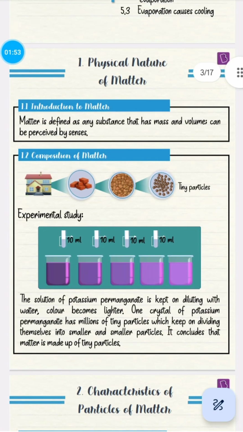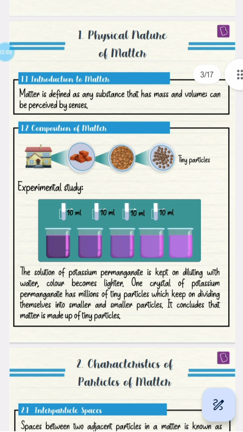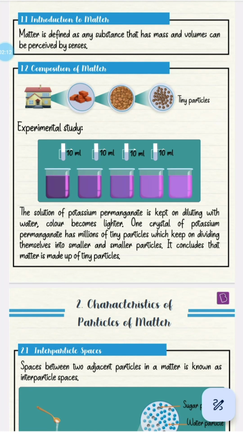So first of all, we have physical nature of matter. First, let's study what is matter. So matter is defined as any substance that has mass and volume and can be perceived by senses. That is, matter is something which has mass and occupies a space. Each and everything in this universe is composed of matter.